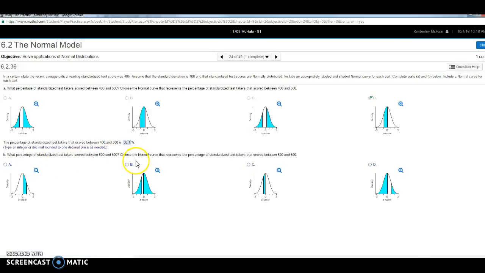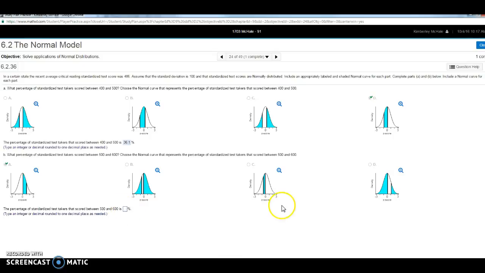Then I want between 500 and 600, so both of those are above the mean. 500 is above 486, and I've got a between, and so this is the only picture that fits that pattern. 500, as we know, was a little bit to the right of the mean, and then 600 is higher. You could always convert to z-scores if you wanted.